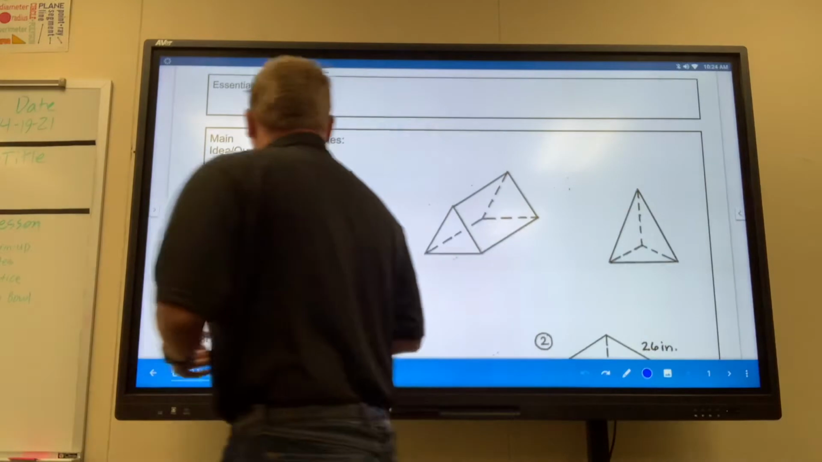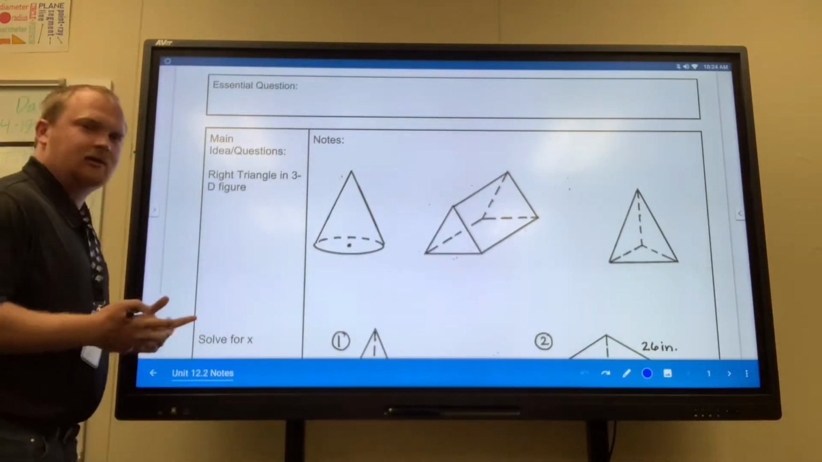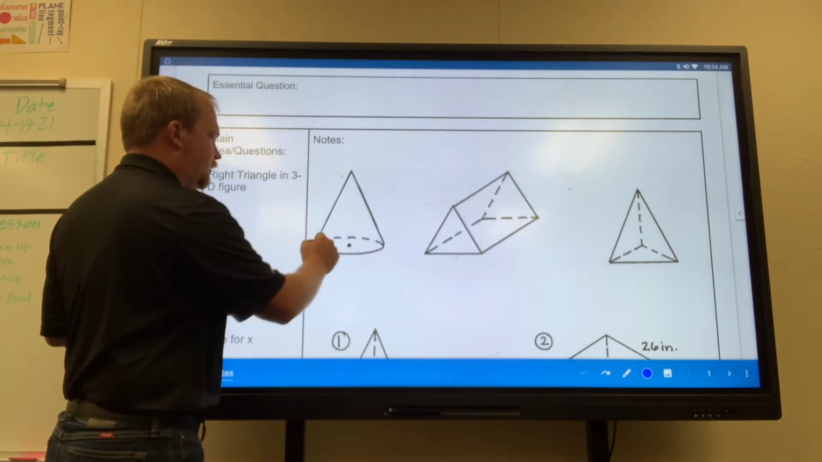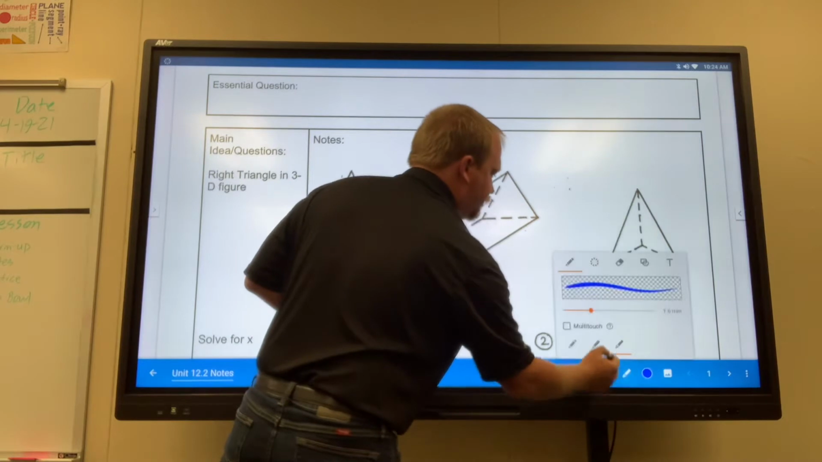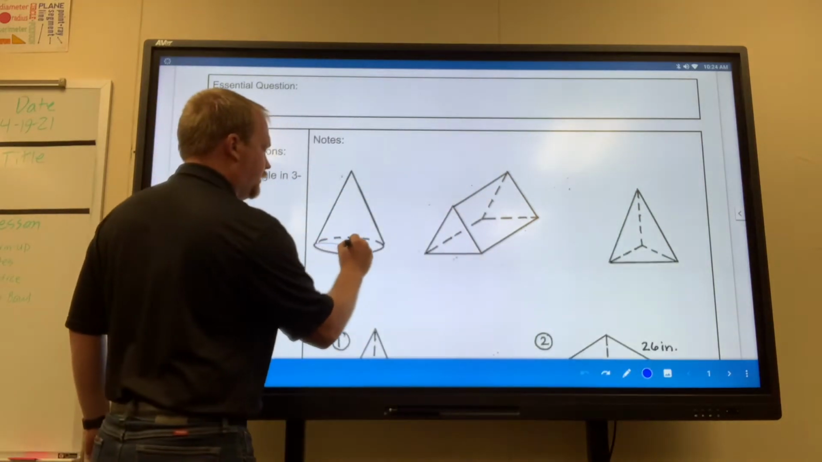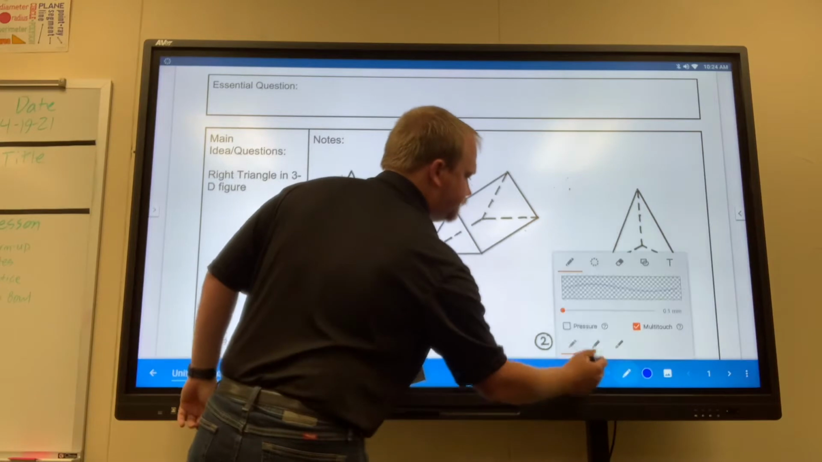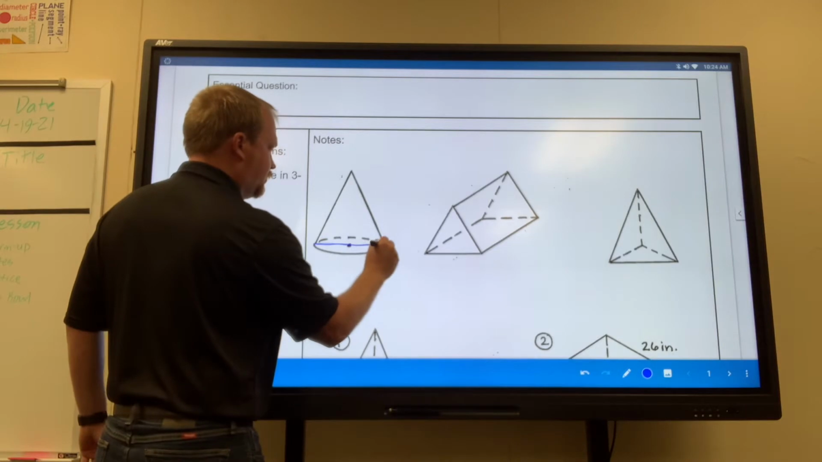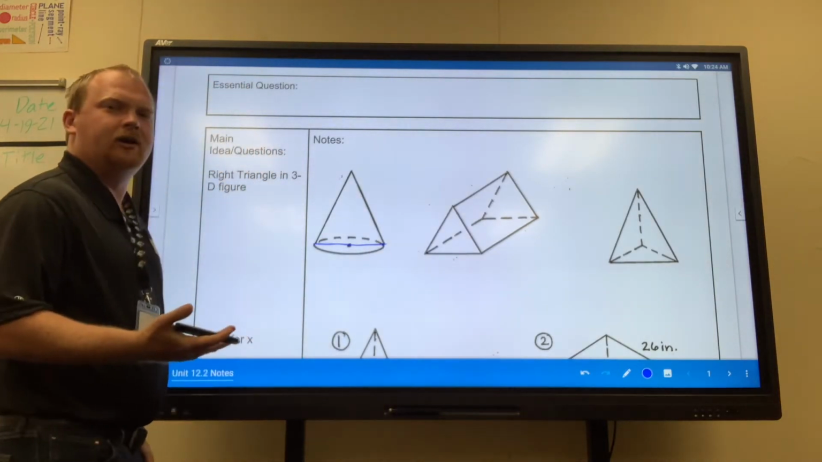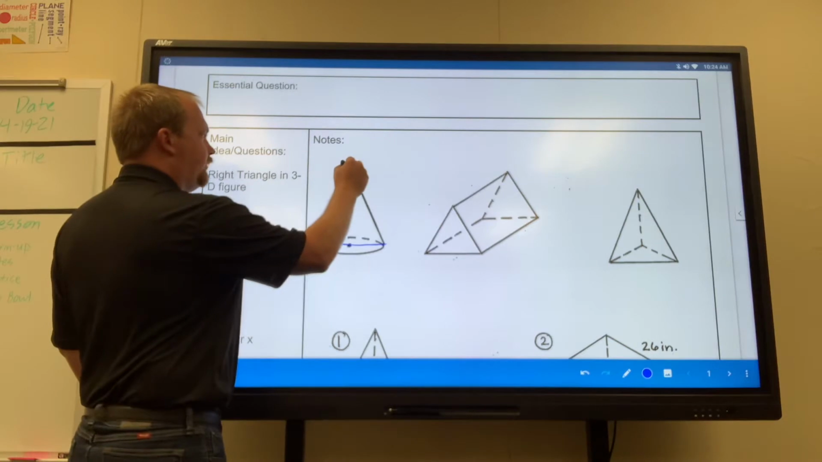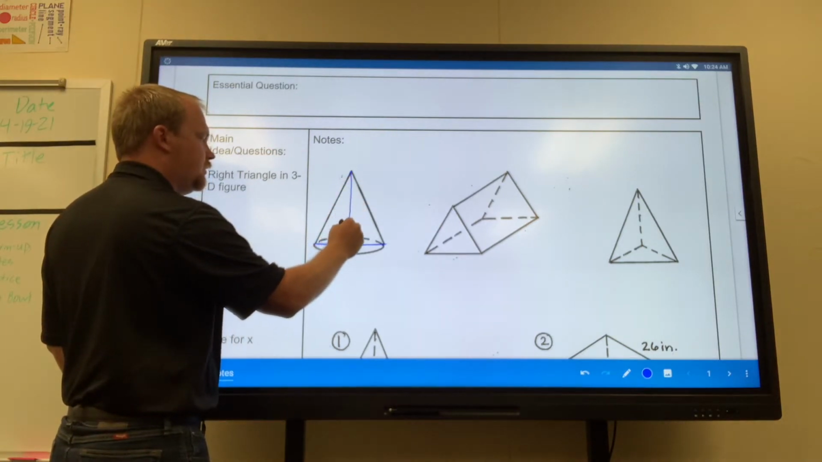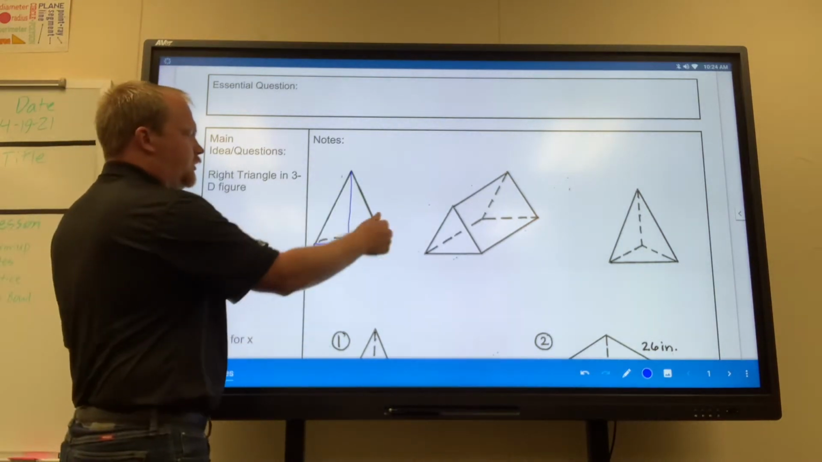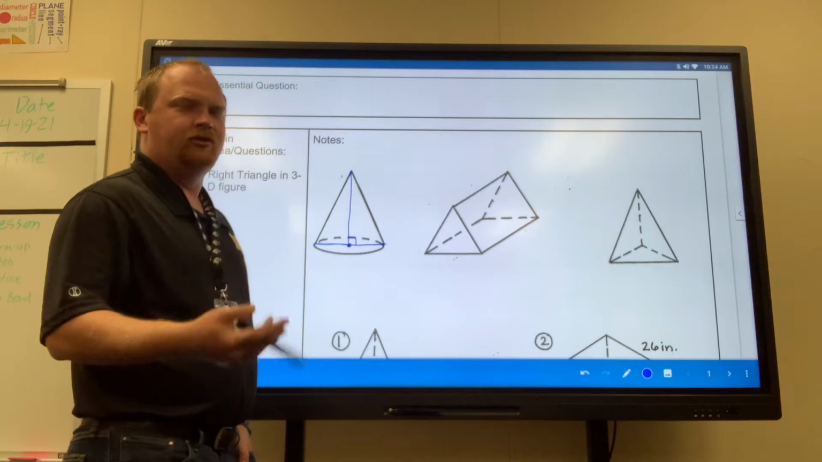So, for example, if I look at this cone, initially, I see a triangle. I can see a triangle going this way. If I do this, I can see a triangle going like this, but where's the right triangle? Well, if I go from the vertex down, there's my right angle. Therefore, I have a right triangle. And of course, anytime we use a right triangle, we can use Pythagorean Theorem.